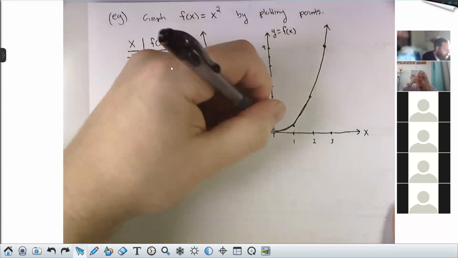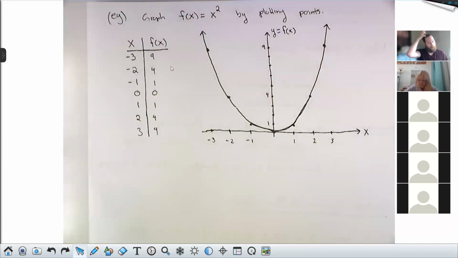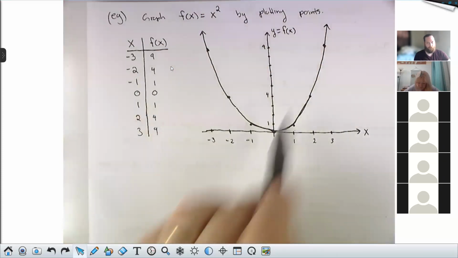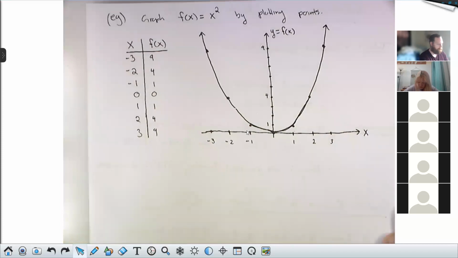There are some similarities between this graph and the absolute value graph. It's kind of got this downward pointiness, but it's nice and smooth. It's not pointy at the bottom, just rounded. Right, that's the graph. This graph shape is called a parabola.